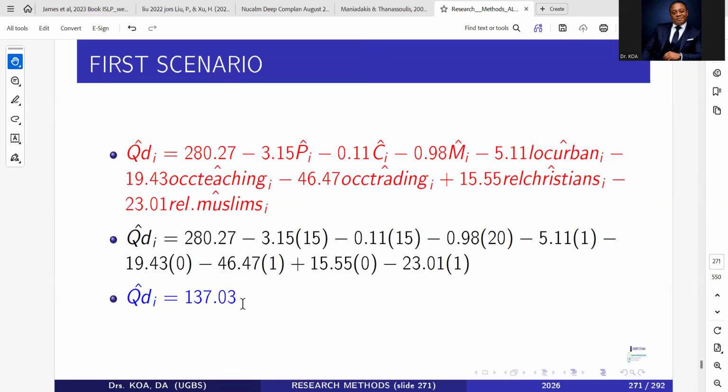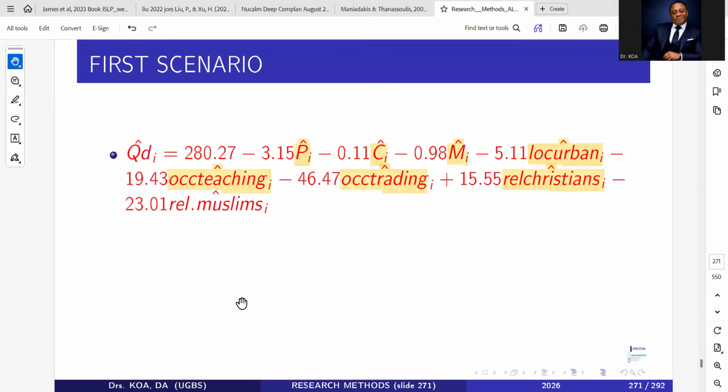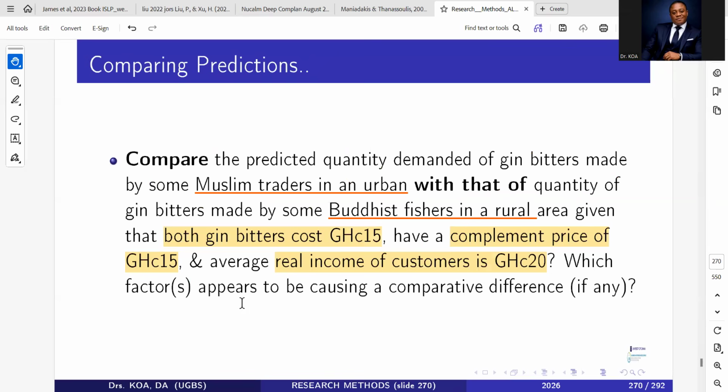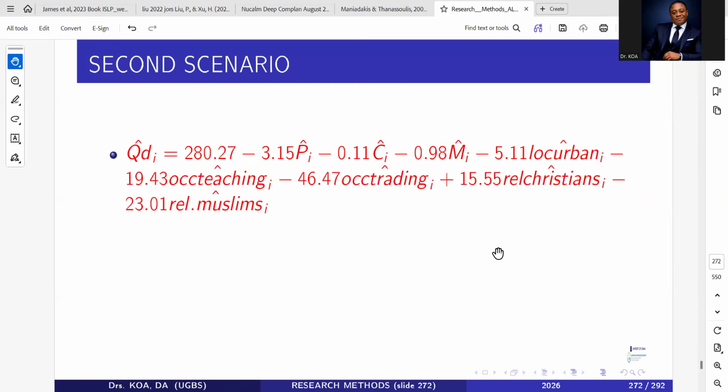Very good. Now we go to the same situation and do the second scenario. Remember, in the second scenario, the people are Buddhist fishers in a rural area. Don't forget that. If you will forget, write it down. Buddhist fishers in a rural area. So let's go to the scenario. P will be given a value of what? Let's start again. Darren? 15.